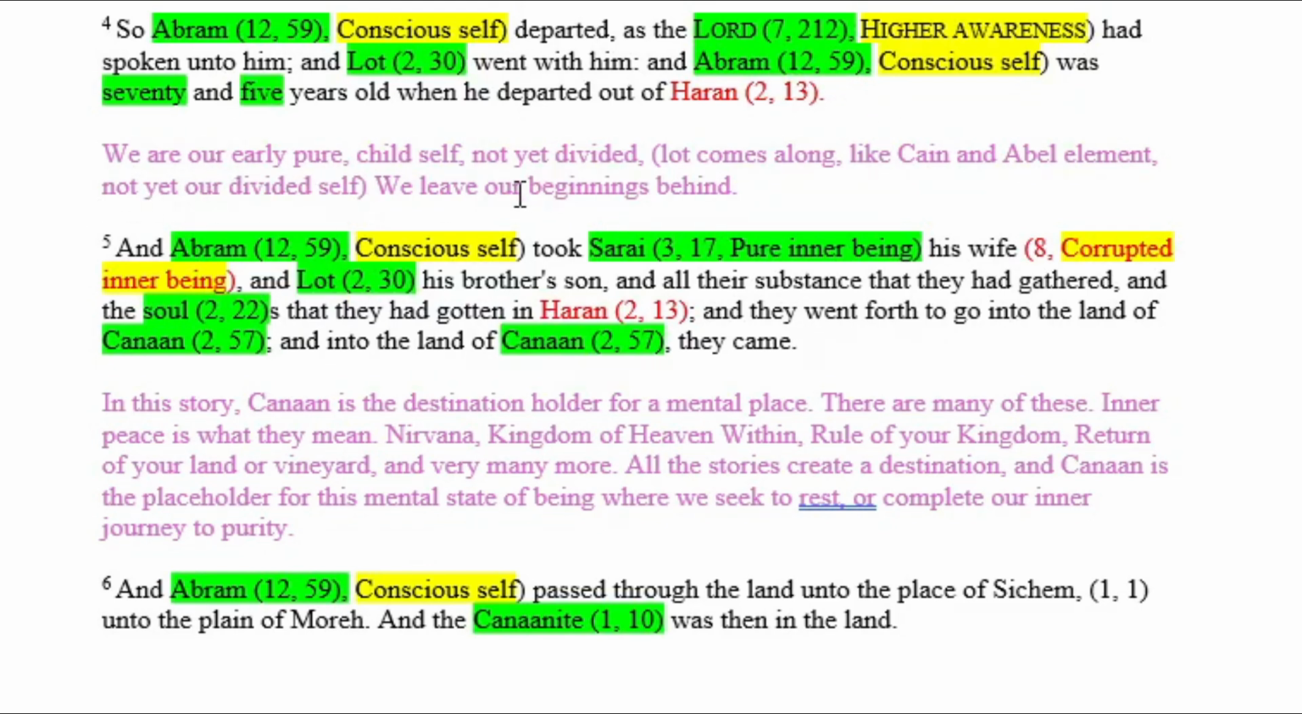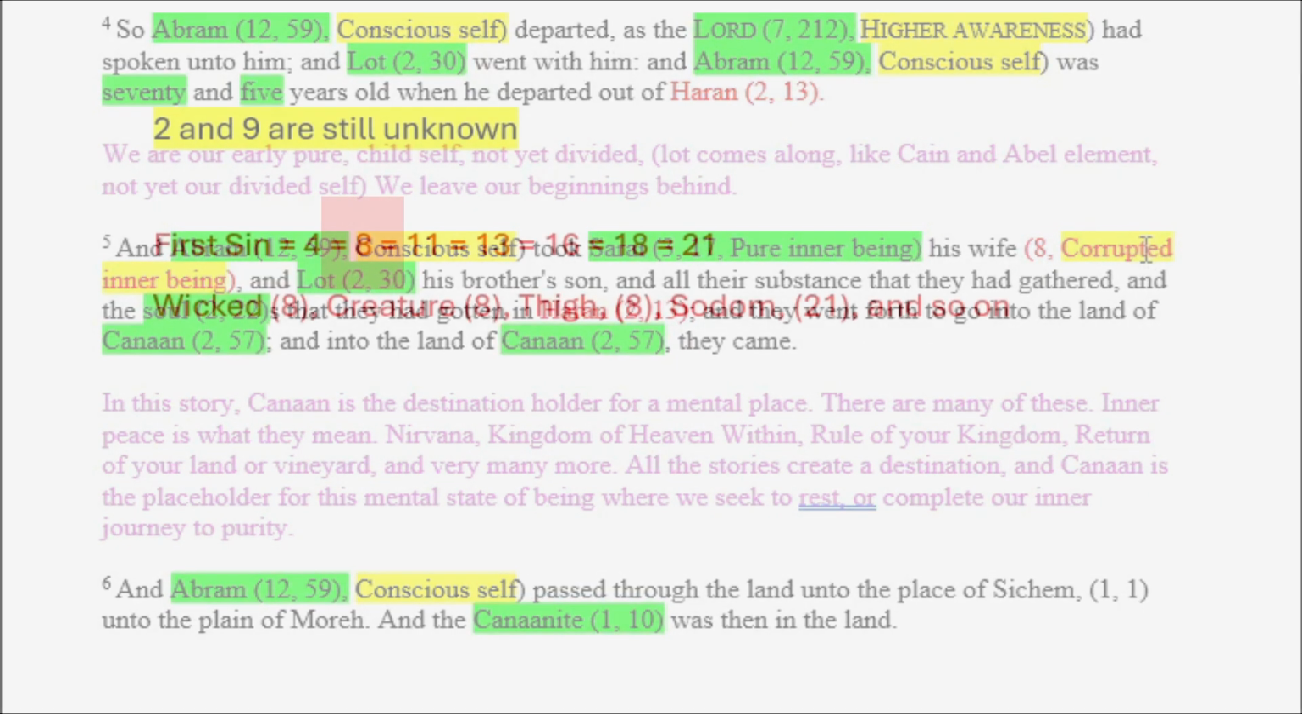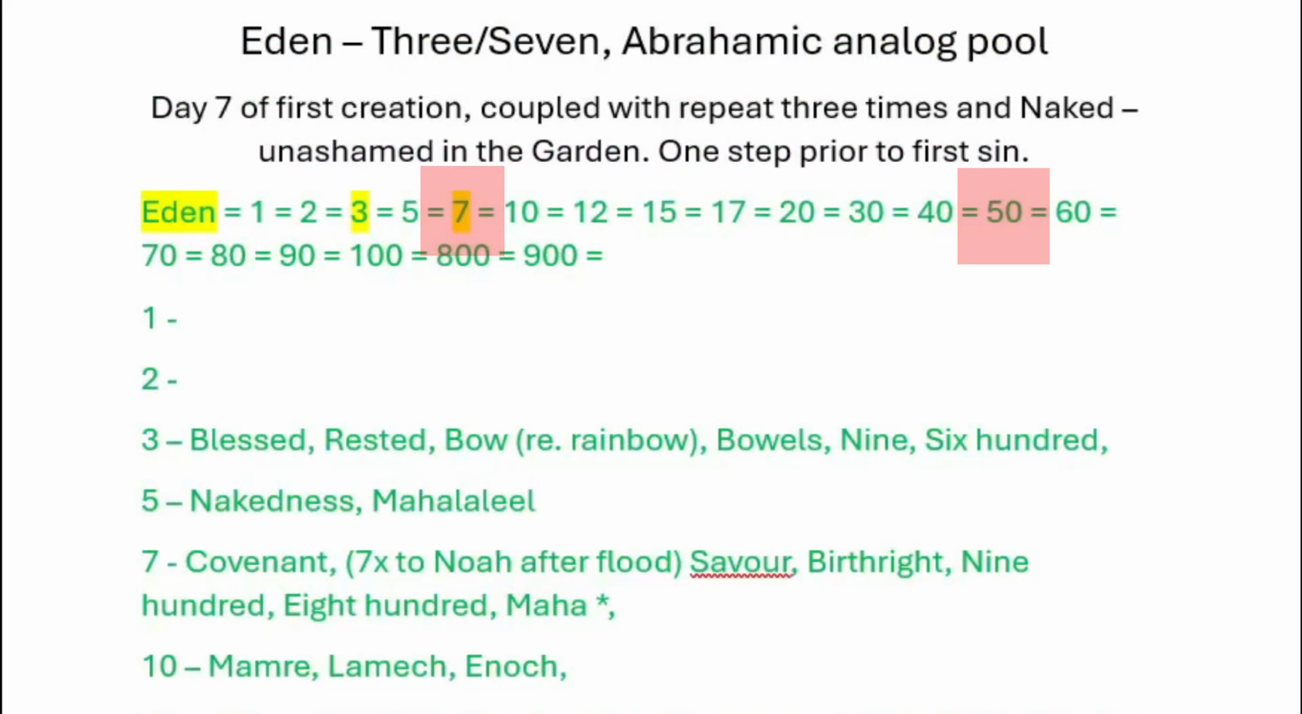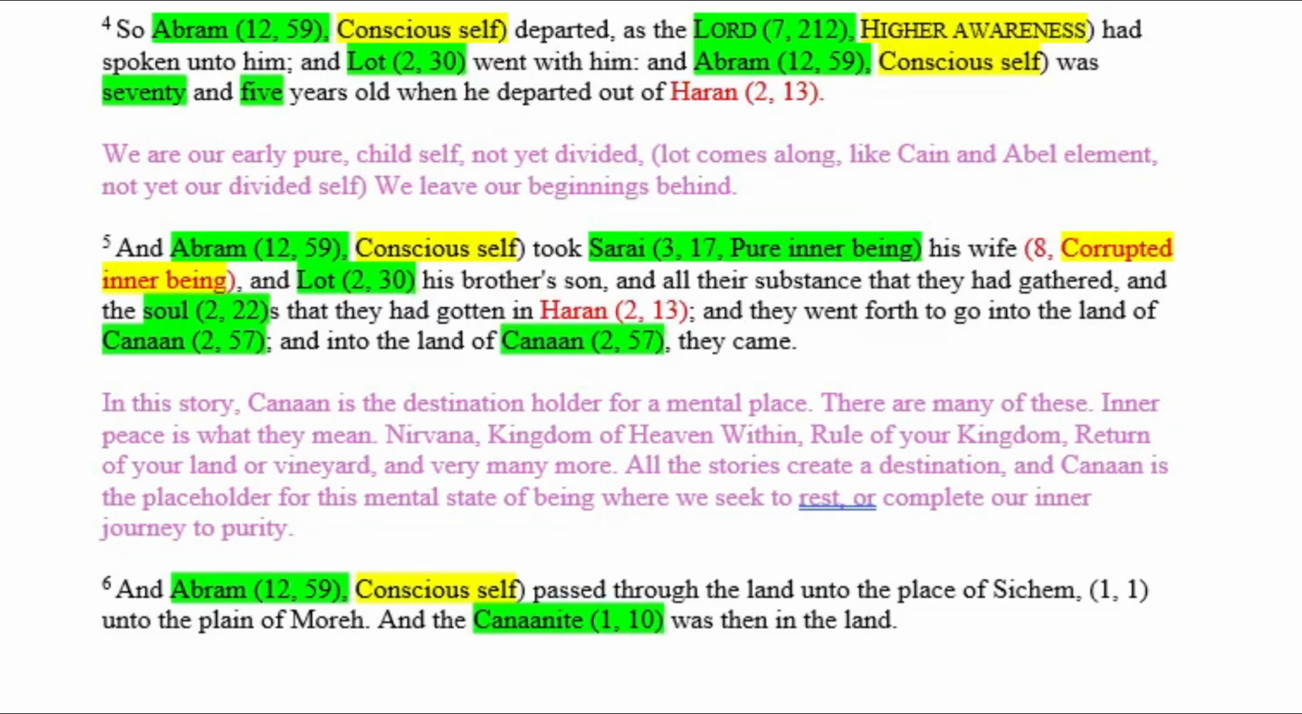This would translate to, we are our early, pure child self, not yet divided. Lot comes along like Cain and Abel element. Not yet our divided self. We leave our beginnings behind. The conscious self took your inner self. We call wife. Wife is going to become the corrupt. Sarai is pure. Wife is corrupted somehow in this material. And Lot, his brother's son, and all their substance they had gathered in the souls they had gotten in Haran, and they went forth to go into the land of Canaan, and into the land of Canaan they came. Canaan is a good place. Canaan is the destination. Every story has a destination, whether it's nirvana, better flow in the Tao, the kingdom of heaven within, the Holy Grail.